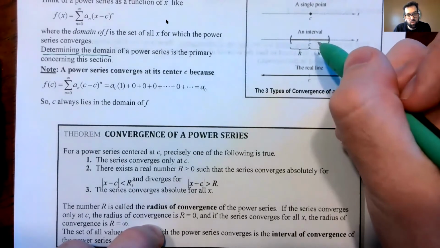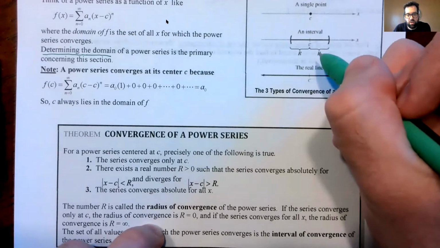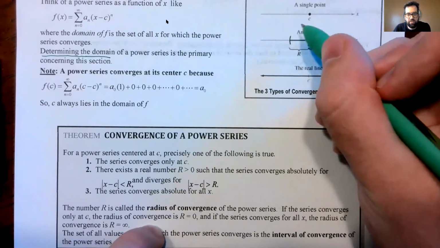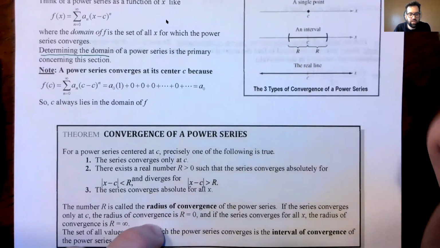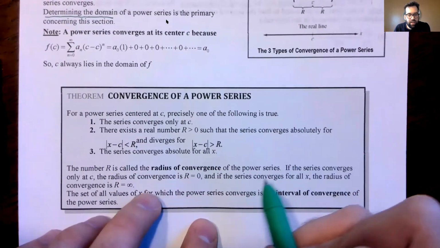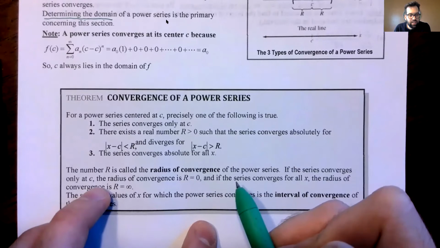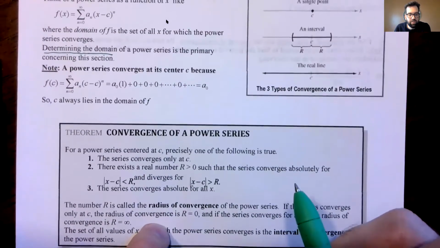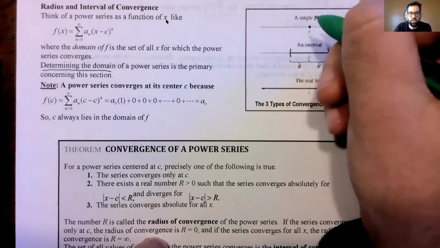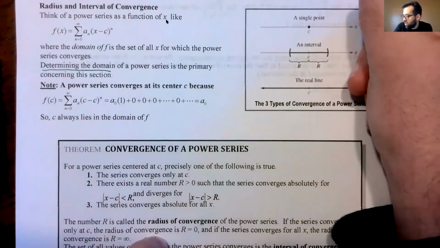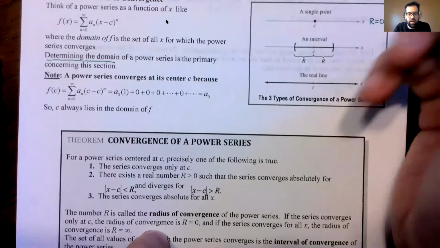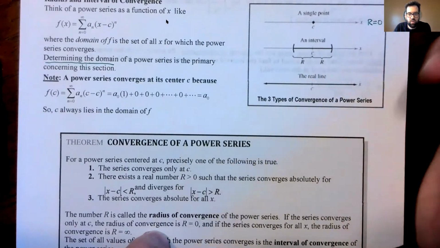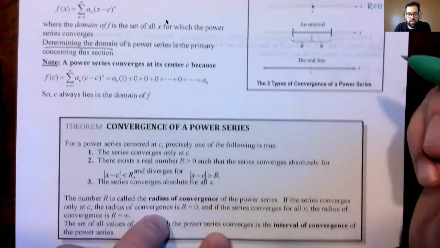We don't have a circle, right? But it's still called the radius of convergence. Think about if we did have a circle here, the radius would go to the left and to the right of the center point. So that's kind of where that comes from. If the series converges only at c, we consider the radius of convergence to be R equals 0. So if it's just a single point, we could write R is 0. If it's an interval, we say that R is whatever that value is.